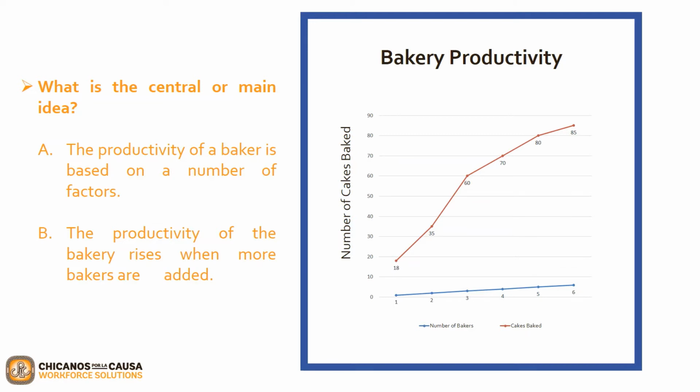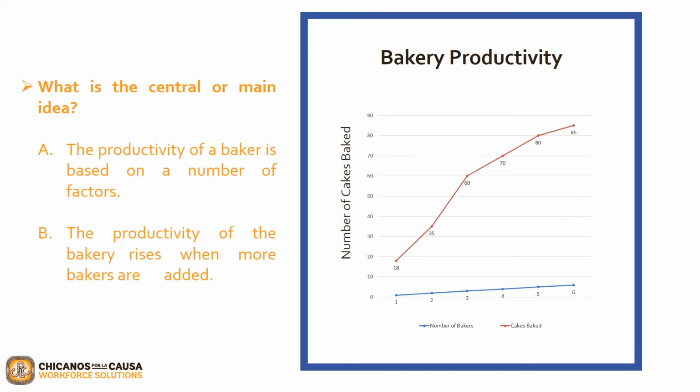Let's see if we can find the central idea for this graph. The title of the graph is Bakery Productivity. Right away, we can guess that the chart will give us some information about the number of goodies baked. The vertical axis is labeled number of cakes baked. The horizontal axis is labeled number of bakers and cakes baked. Let's analyze the graph. It seems that as the number of bakers increases, the number of cakes baked increases too. Who knew? Let's read our possible answers.